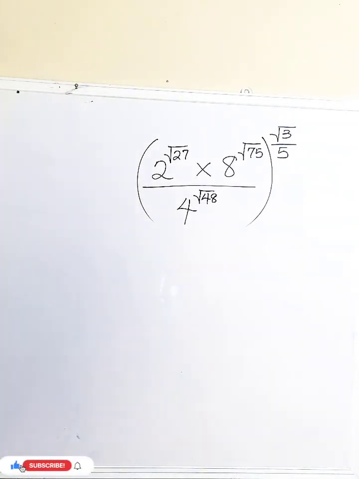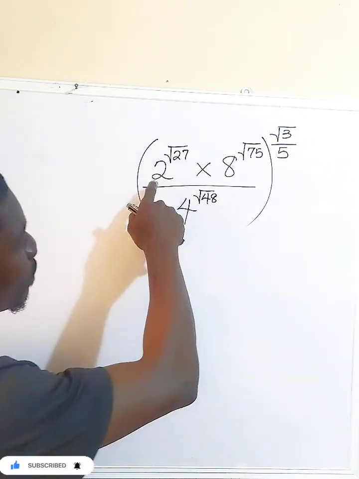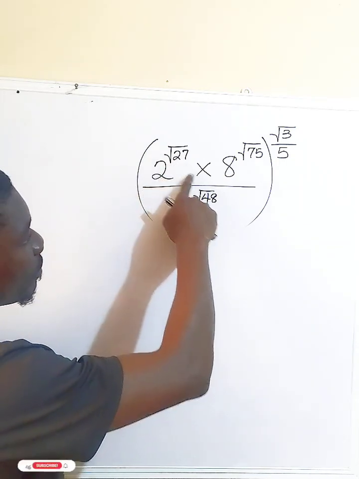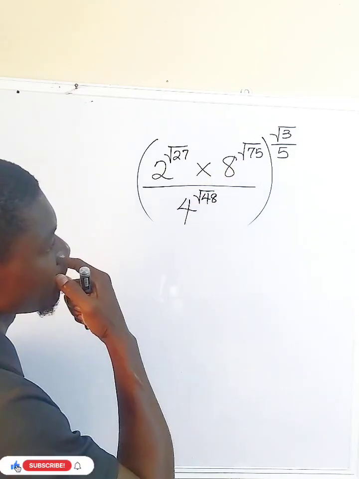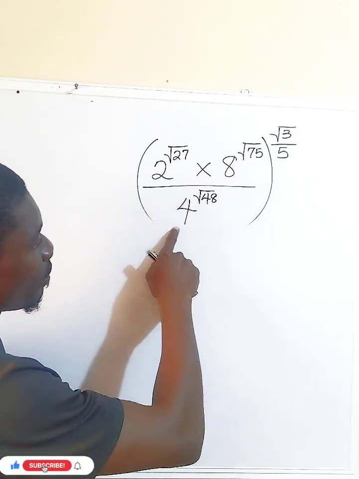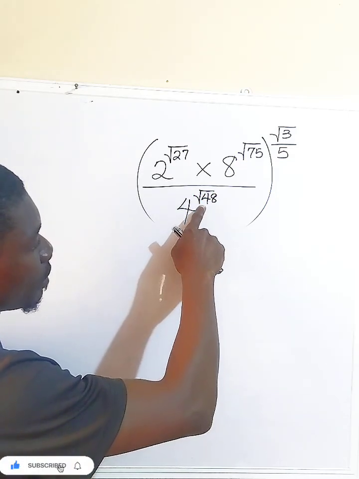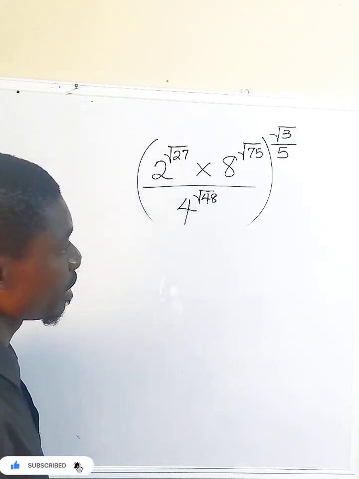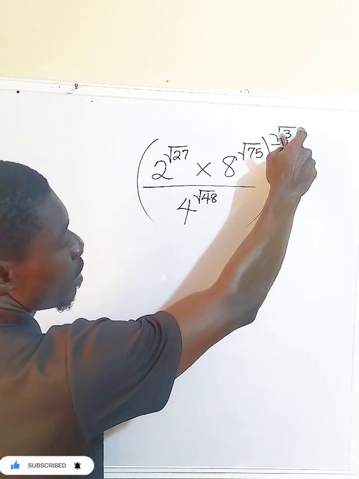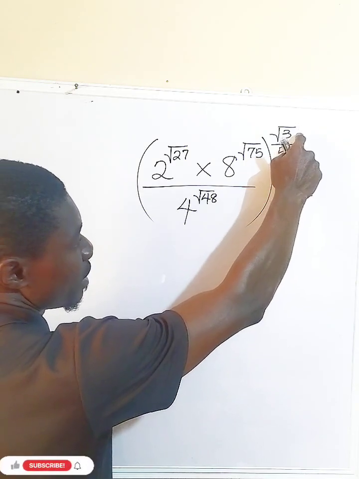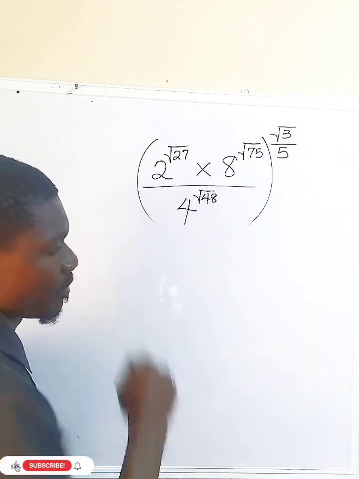Now before us is this math question, and let us see how we will be able to tackle it. Here we have 2 raised to the power of the square root of 27 times 8 raised to the power of the square root of 75, all over 4 raised to the power of the square root of 48. Now all these are raised to the power of the square root of 3 all over 5.